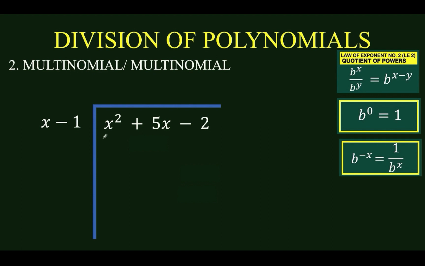So to find the quotient, divide the first term of the dividend by the first term of the divisor. So x squared divided by x is equal to x. Then x times x is equal to x squared. Then x times -1 equals negative x. So we distribute this x to this binomial. Then subtract. x minus x is 0. This becomes 5x minus negative, so this becomes plus. So 5x plus x is equal to 6x, and bring down minus 2.